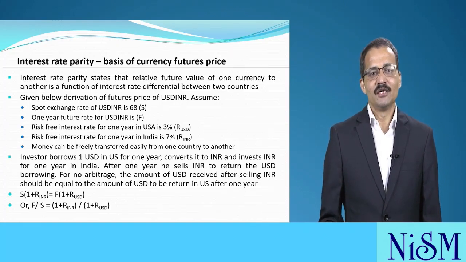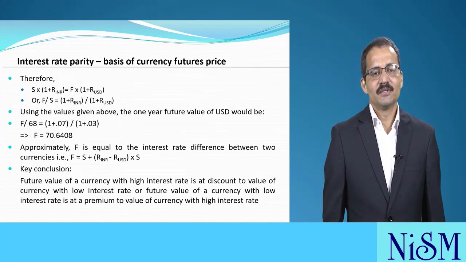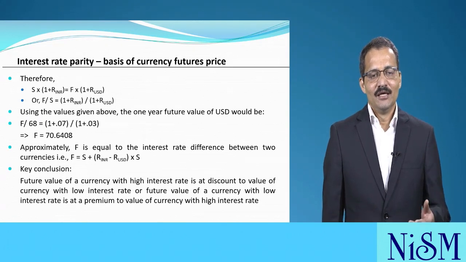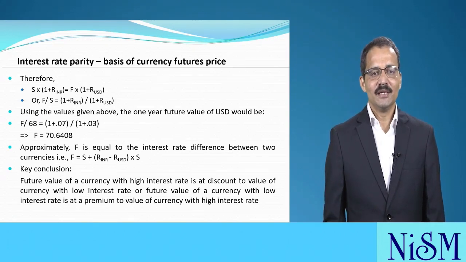So what do you understand from this? My spot price is 68, my future price becomes 70.6408. So you can see that in terms of USD it is trading at a premium, and in terms of INR it is trading at a discount.